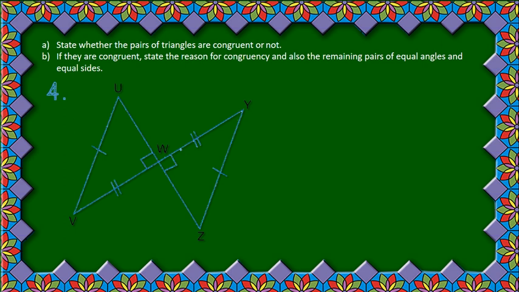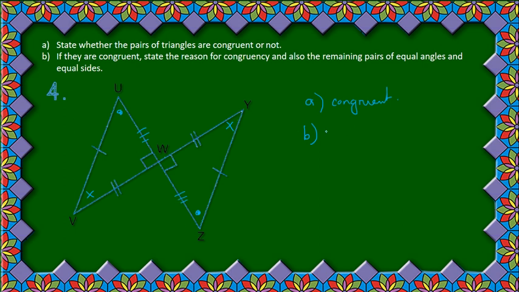For number 4, over here, we've got these vertically opposite angles that are equal, and we've got these two sides that are equal, and then we've got these two sides that are equal. So these we can say are congruent. And then for B, this angle will be equal to this angle, and this angle will be equal to this angle, and this side will be equal to that side.